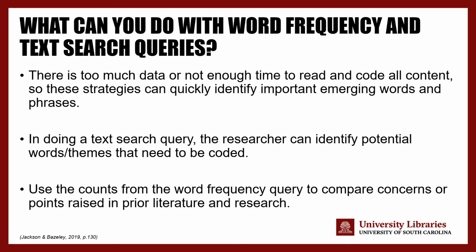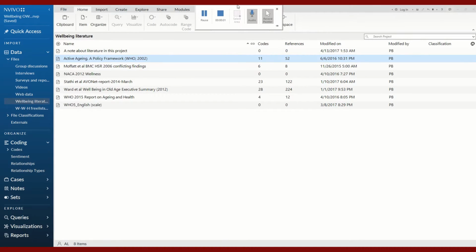In doing a text search query, the researcher can identify potential words and themes that can then be coded as part of the coding process. And then finally, using the counts from the word frequency query can help compare concerns or points raised in prior literature and research with the current research that the researcher is conducting. This tutorial will show how to run word frequency and text search queries in NVivo.